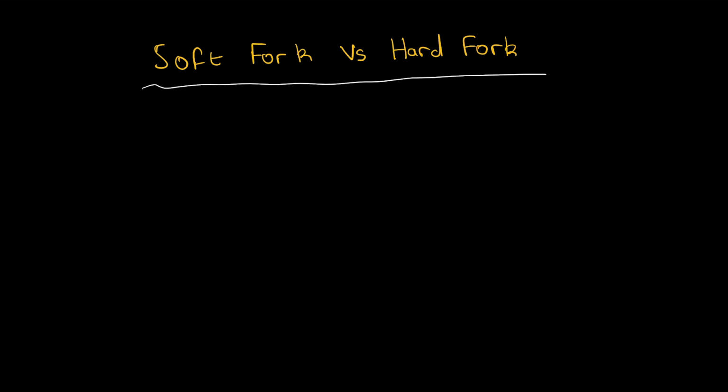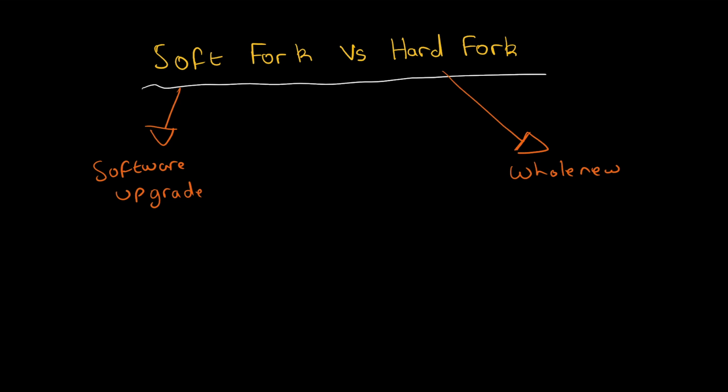What are soft forks and what are hard forks? If you're into cryptocurrencies somewhat, you'll probably be hearing these terms and you're probably scratching your head and thinking, a fork, a what? So essentially a soft fork, you can think of it like a software upgrade. A hard fork, you can think of it like it's essentially a whole new branch.